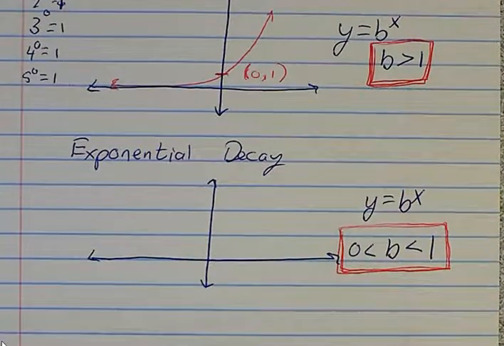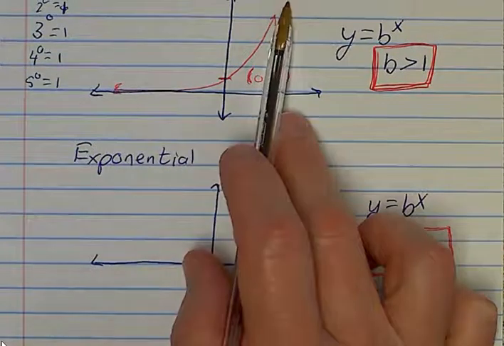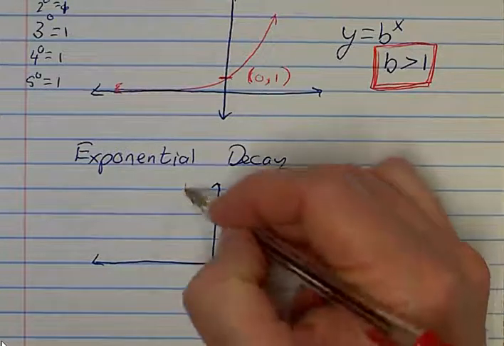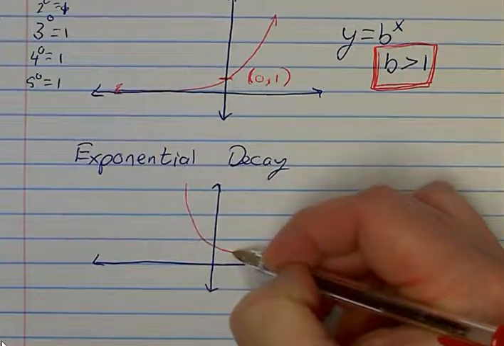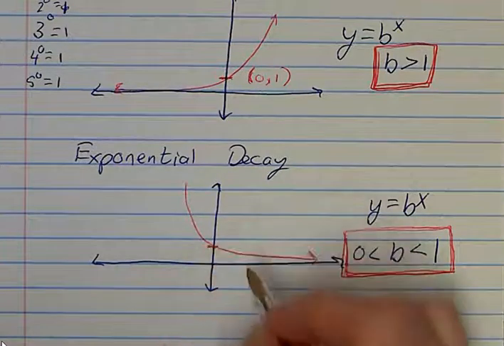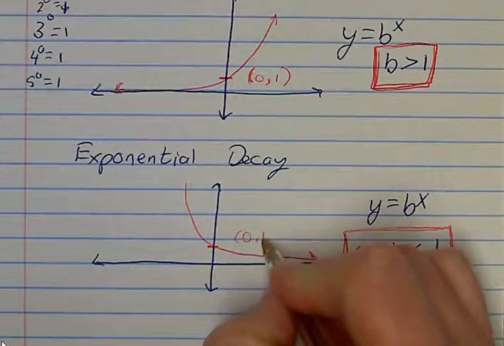All right, and for decay, it's basically going to be the opposite. Instead of the right side of the graph getting bigger and bigger and bigger, the right side of the graph is going to keep getting smaller and smaller and smaller. So this is basically going to be just a flipped graph from what we had up here. Now, we're still going to cross at the same point. This is still at 0, 1.